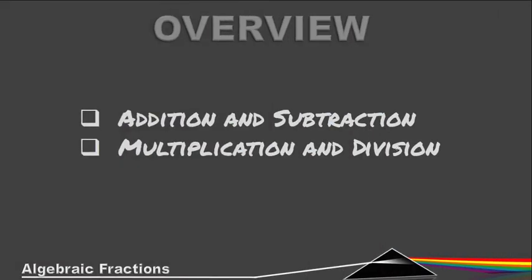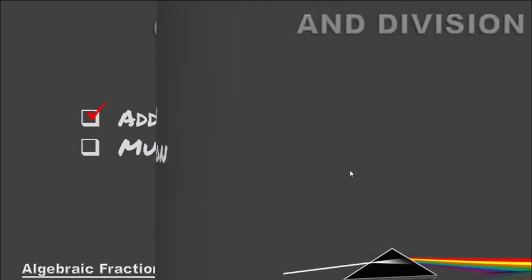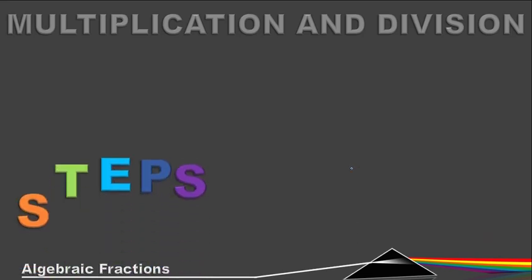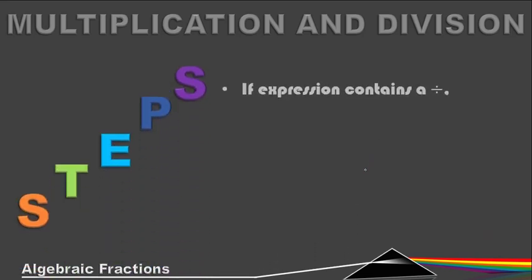And that was addition and subtraction. We now move on to multiplication and division. So with multiplication and division, the steps are as follows. The first step is, if the expression contains a division, then change the division. For example, if the fraction is a over b and it says divided by a over b, we change it to multiply b over a. So this is also known as flip and times.